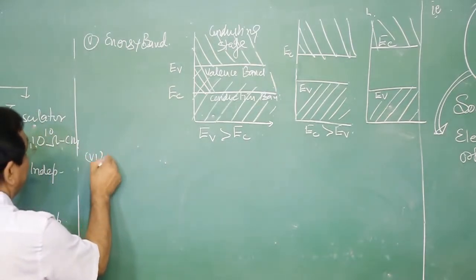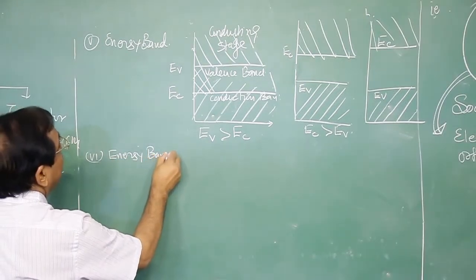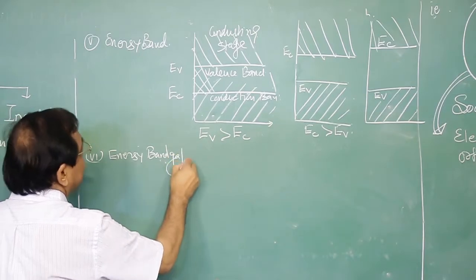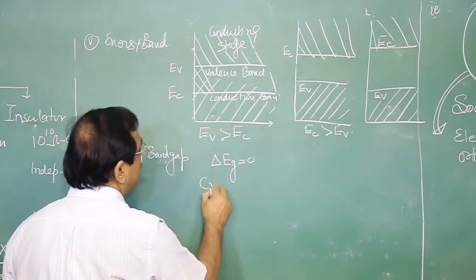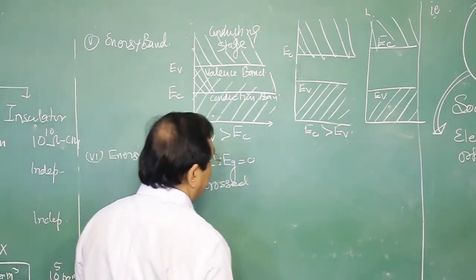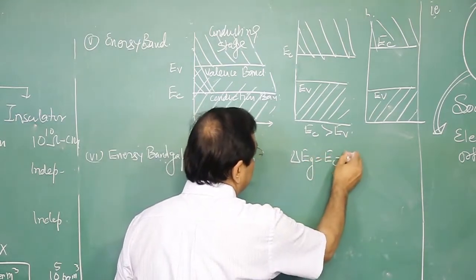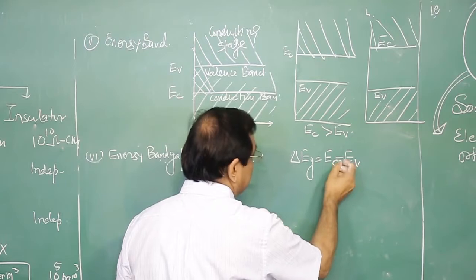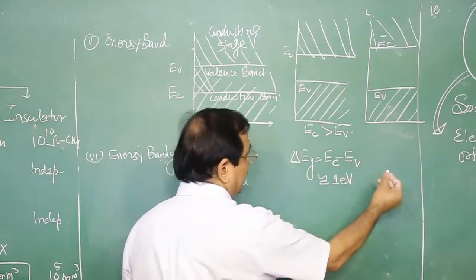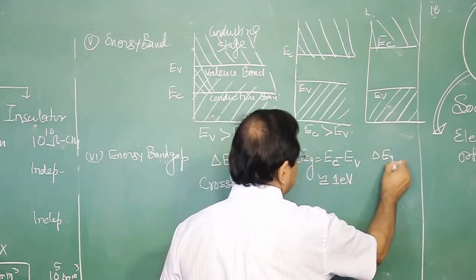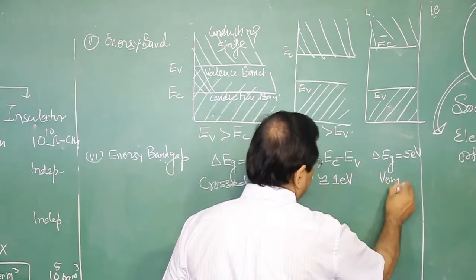Now, the 6th is energy band gap. What is the energy band gap? Here energy band gap is 0, this is crossed, and in this case delta Eg energy band gap is EC minus EV, which is of the order of 1 electron volt. In case of insulator, this Eg is approximately 5 electron volt, that is very high.